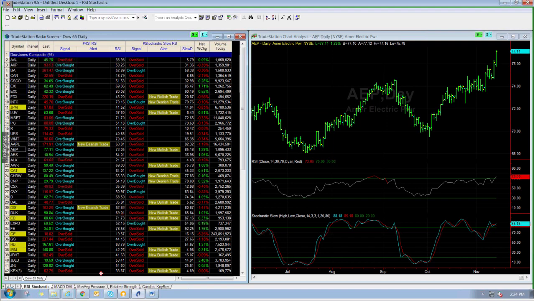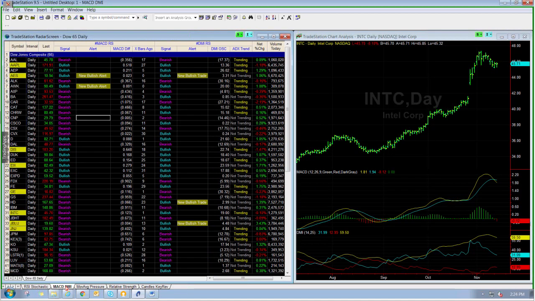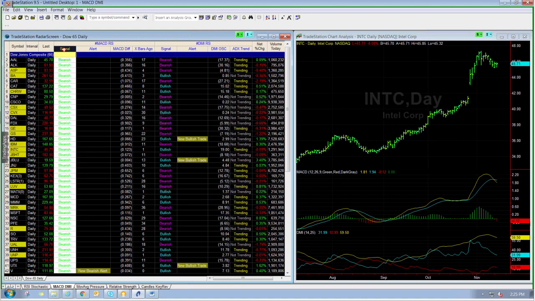If you're a trending trader, we can do the same thing. Here, we're looking at two custom indicators that use MACD and DMI. Both are trending type indicators. And you can see them here in the chart. We have MACD and DMI. So here in MACD, it very clearly shows us which symbols are bullish or which symbols are bearish.